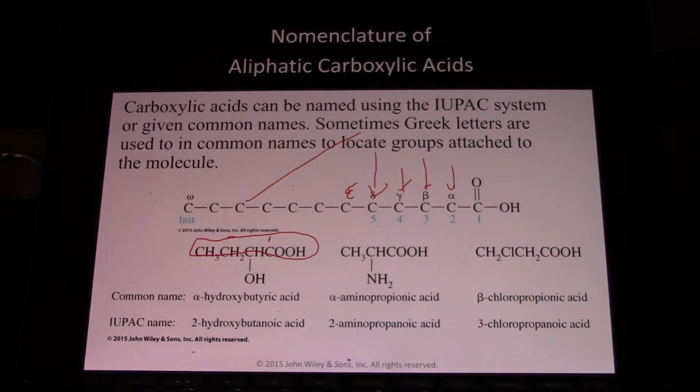Here we have 2-aminopropanoic acid or alpha-aminopropanoic acid. Again, the alpha carbon is the one right next to the carbonyl carbon. And that was true with aldehydes and ketones also. And here we have 3-chloropropanoic acid. Again, carboxylic acid is carbon 1. And this chlorine is attached to this carbon here. So it's either the beta carbon or the 3 carbon.